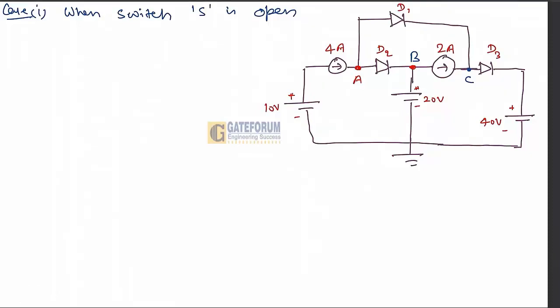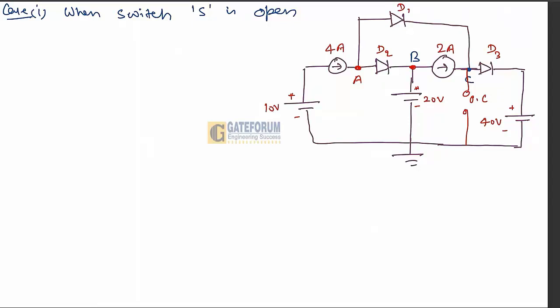So in this case, we are assuming that this switch S is open. It means this part of the circuit will work here as an open circuit. This part will also work as an open circuit because the switch is open. And in the rest of the part, we need to analyze. So now we need to check the status of the diodes D1, D2, D3.